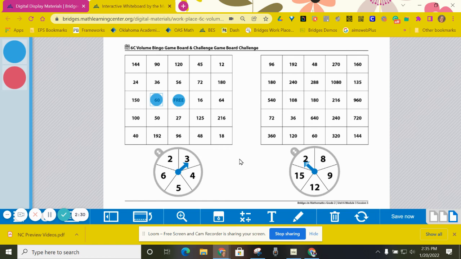One other quick rule, if you cannot think of a third factor to find one of the choices on your board, then you have to skip your turn. And that is how you play Volume Bingo.